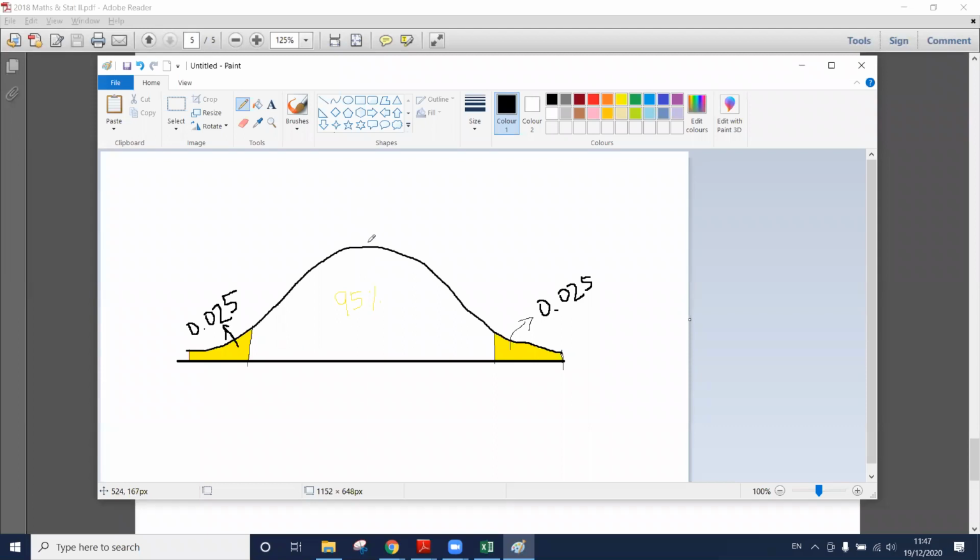Why? Because this is symmetrical. Therefore one side represents 0.5. After removing this 0.025 from the 0.5, how much does this region represent? 0.475, right? 0.475.